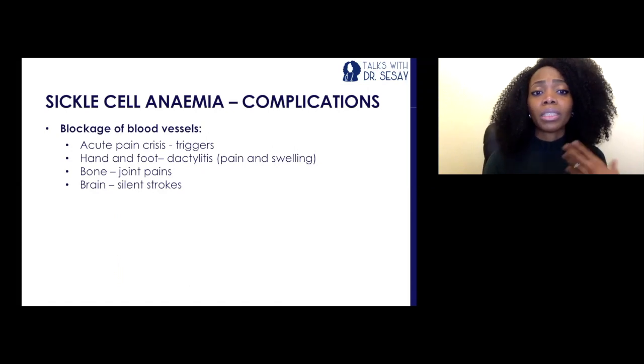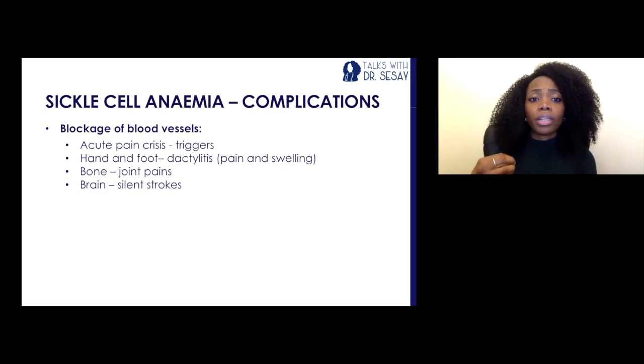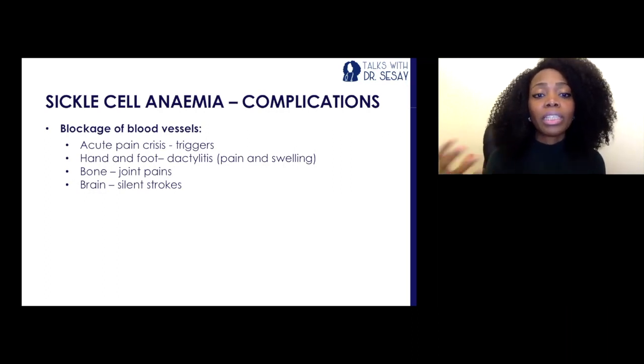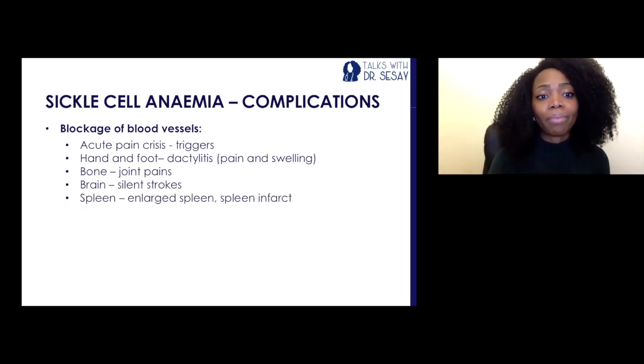And if it's really severe, it can actually cause the bone to die, and they need a joint replacement. If it happens in the brain, it can cause strokes, so the brain starts to die off in the areas that aren't getting the blood supply. And sometimes it can cause what's called silent strokes. So that is where strokes are happening without the person realizing, but they're struggling to maintain their concentration, that sort of thing. And it's picked up by an MRI scan.